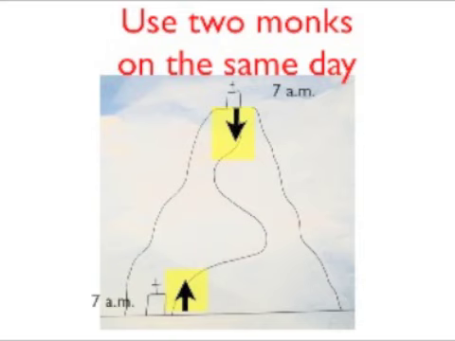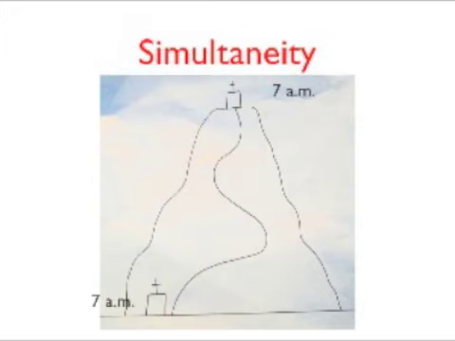Do the two monks have to meet somewhere on the path? Yes, and where the two surrogates meet is the point on the path and the time of day when the original monk was at the same place at the same time on his trip up as on his trip down. Getting two processes that happen on different days to happen on the same day is called simultaneity. Simultaneity reduces mental computation and makes the monk problem easier to solve.